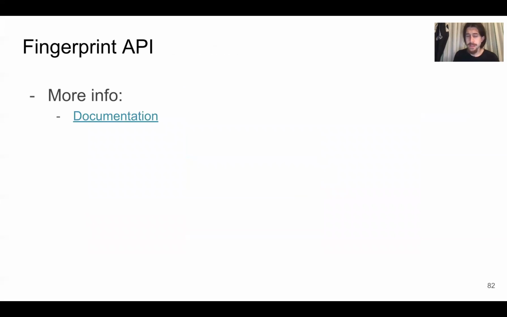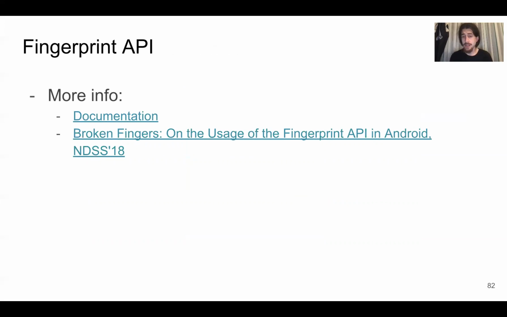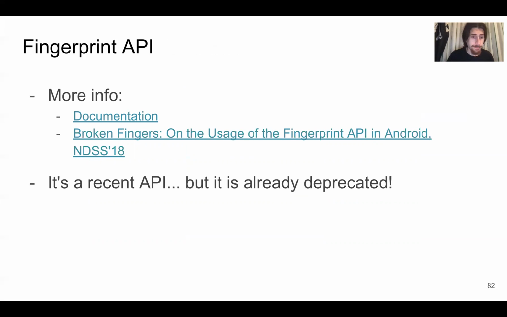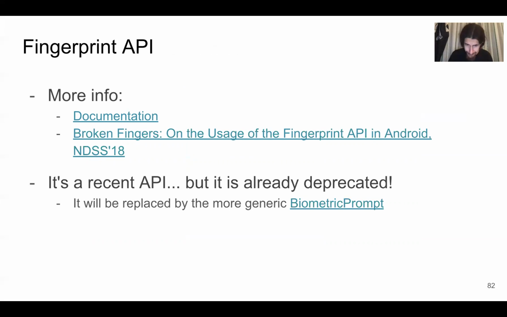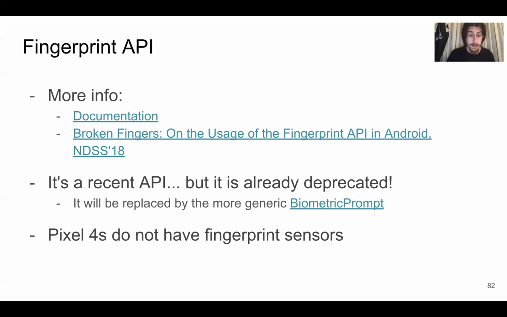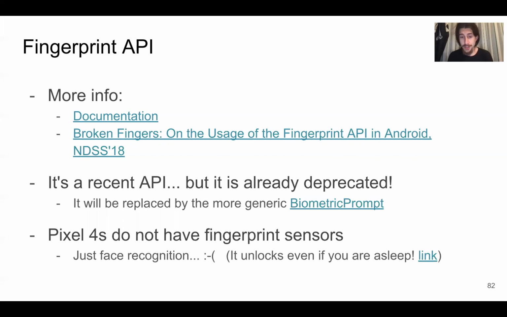Now, some more info. There is the documentation, and this is the paper I mentioned before. We studied the different ways of using the fingerprint API and potential problems. And it's a recent API, and it's already deprecated. So there is this thing called biometric prompt. And so I think Android wants to push to this more generic biometric prompt, where basically you have some similar APIs, but instead of focusing on fingerprint, it could be based on the fingerprint, based on your face, and so forth. Turns out that in Pixel 4, which was the most recent phone at the point when I did the slides, there is no fingerprint, and there is just face recognition. And, I mean, it's not very good. I'm not a big fan.